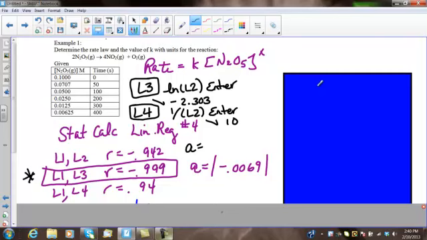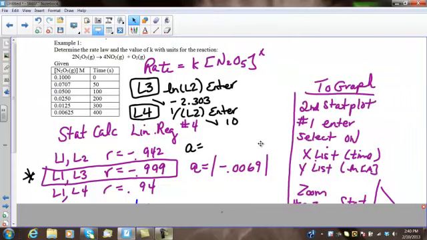Okay, so what we want to do now is graph it. We go to Second, Stat Plot, and Stat Plot is right underneath your screen. You're going to choose number 1 and hit enter. Then you're going to select On. Make sure the cursor is on, and then you're going to hit enter.